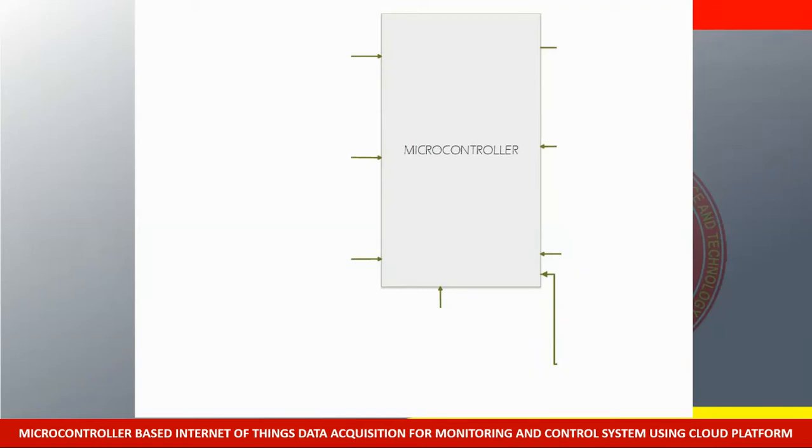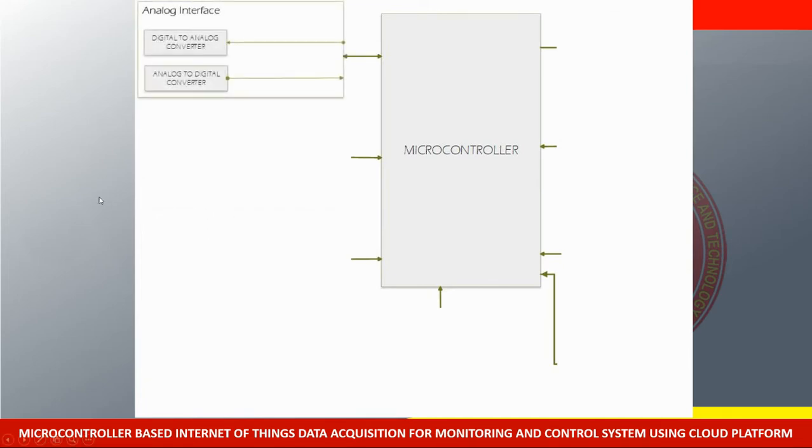Okay. This is our block diagram that comprises our hardware connections and our software capabilities to successfully finish our project. First of all, meron tayong analog interface. Ito yung interface natin for us to get analog data.